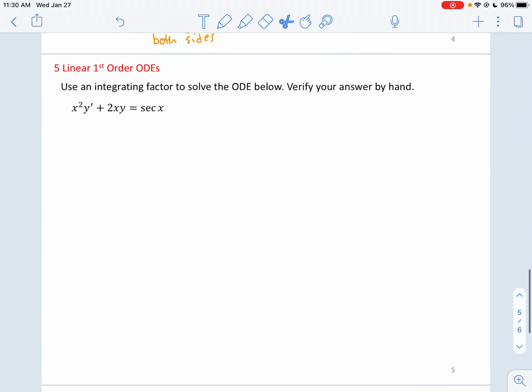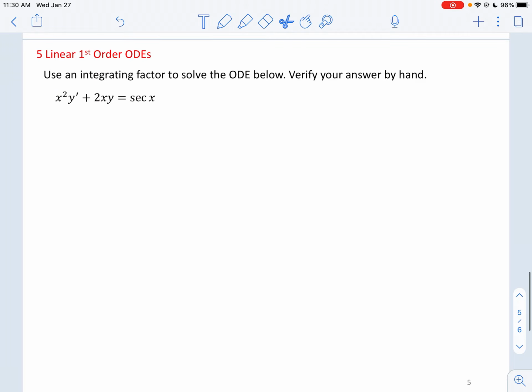Okay, let's go to the next one. Use an integrating factor to solve the ODE below. Verify your answer by hand this time. And this time there's no initial condition, there's no point, so we're going to have to settle with the general solution.